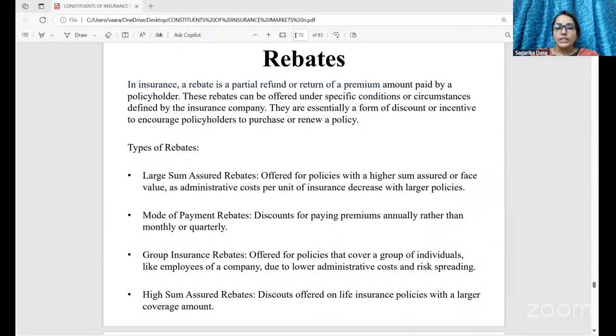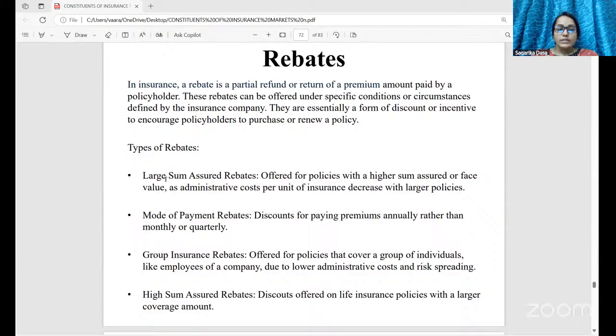It is either a partial refund or return of a premium amount paid by the policyholder. Now, the policyholder is requesting to return the premium amount which he has already paid to the insurance company, either partially or totally. That is called a rebate. These rebates can be offered under specific conditions or circumstances defined by the insurance company. They are essentially a form of discount or incentive to encourage policyholders to purchase or renew a policy.